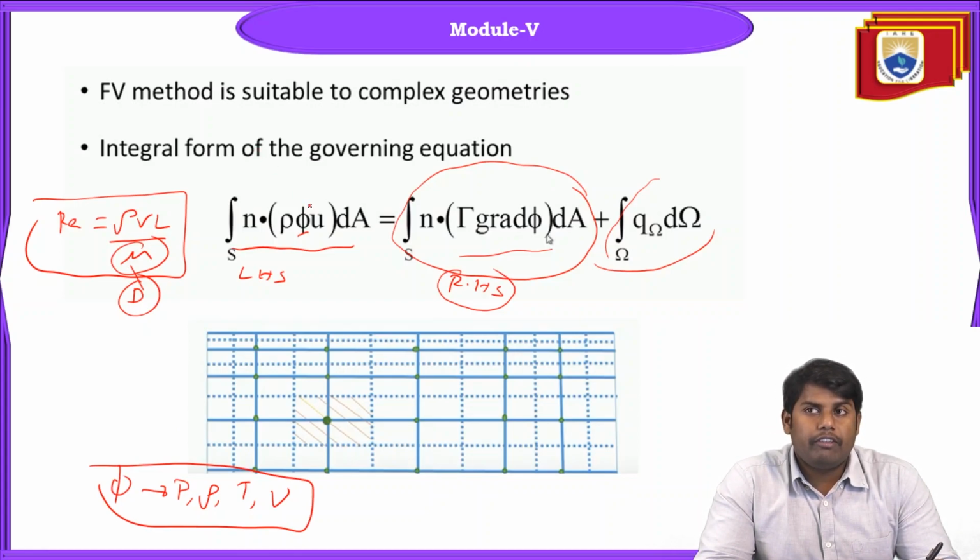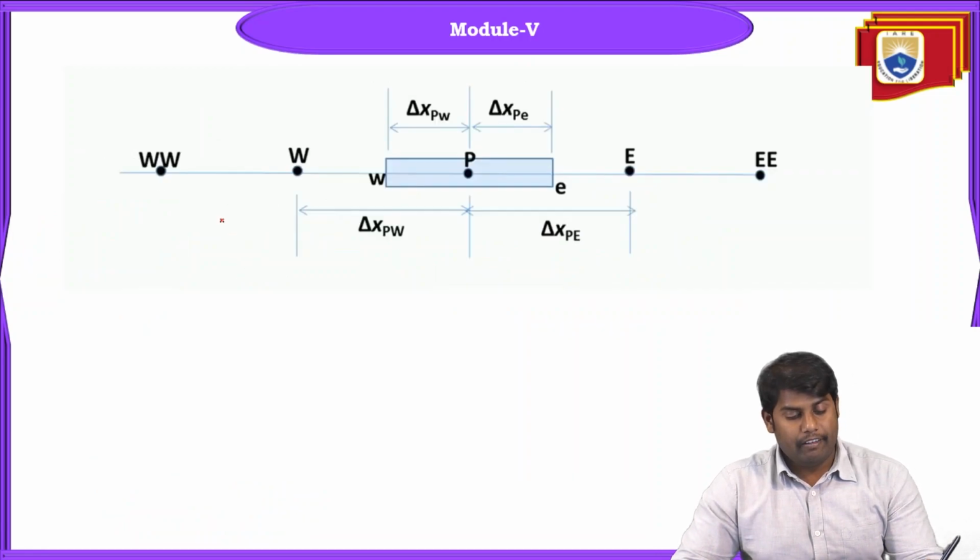We have already seen that the finite volume formulation is much more suitable for complex geometry, and the integral form of equations is used for the finite volume method. Whereas in the finite difference method, we use the differential form of equations. So we didn't see any integral parameters in the finite difference method. For the finite volume method, we are seeing the integral parameters.